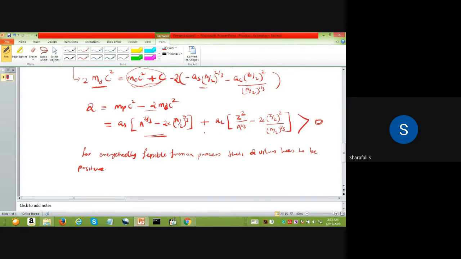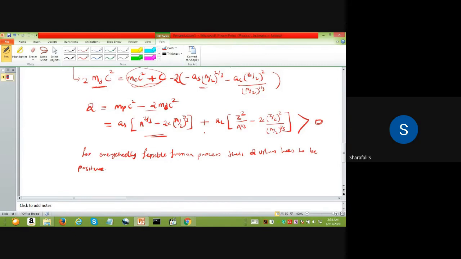Otherwise, we have to provide some energy to that reaction, to that parent nuclei, by bombarding some high energy neutron or any other particles. Then that fission process can happen if the Q value is not greater than 0. So if it is greater than 0, then it will happen spontaneously.